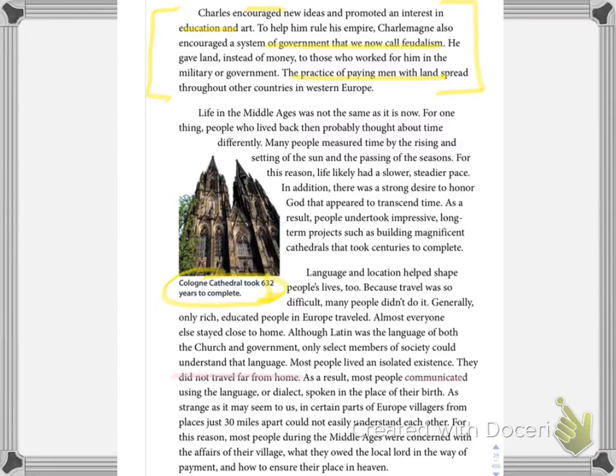and they communicated using the language from where they were born, which means villagers just 30 miles apart couldn't understand each other. That'd be like us not being able to understand people that lived in Ithaca, really close by.